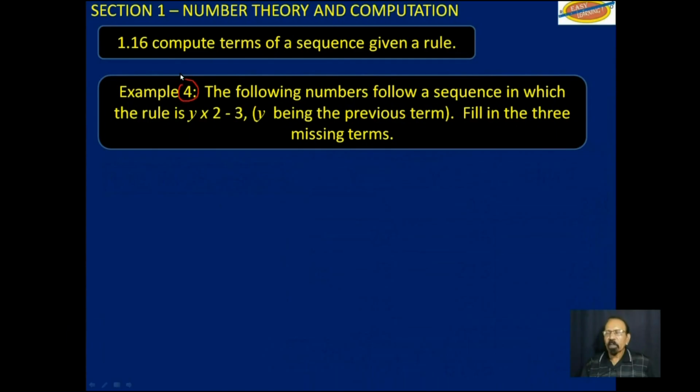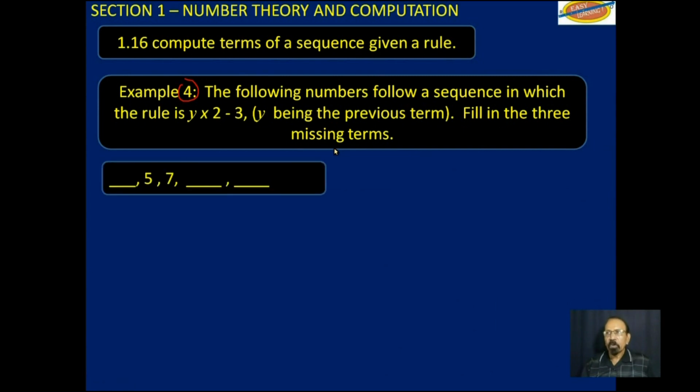Example 4. The following numbers follow a sequence in which the rule is y multiplied by 2 minus 3, y being the previous term. Fill in the missing terms. So now we have 2 terms on the right and 1 on the left. So let's deal with the 2 terms on the right first. If we take 5 and multiply by 2, we get 10, minus 3, we get 7. 7 multiplied by 2, we get 14, minus 3, we get 11. 11 multiplied by 2 is 22 minus 3, we get 19.